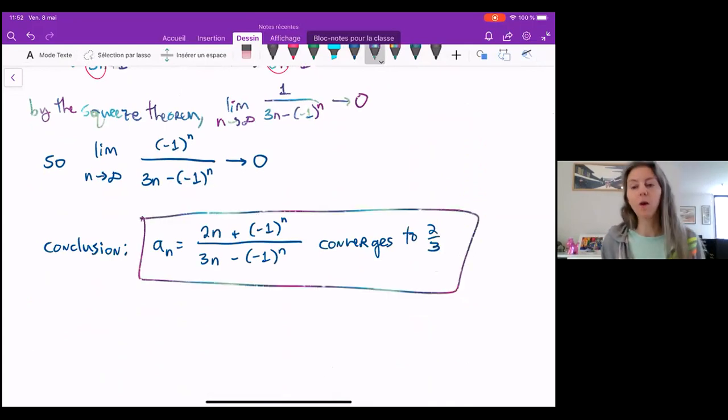Hopefully you guys were able to follow, and we see that that's kind of a little bit of a more complicated version of the squeeze theorem. We ended up having to use it 2 times in the same problem.